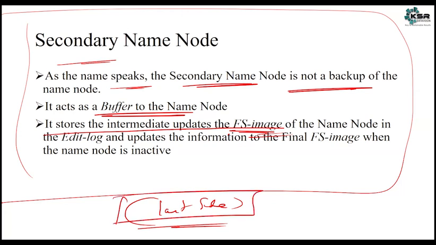So the one which I'm storing is what I'm going to teach you last. That screenshot I will have to keep on sending to Mahesh. So the last screenshot, he will refer to it. Okay, from here onwards, he did not show up. From the last screenshot, let me ask a new trainer to take over. So that is what it will do: it stores the intermediate updates of the FS image of the name node in the edit log and updates the information to the final FS image.